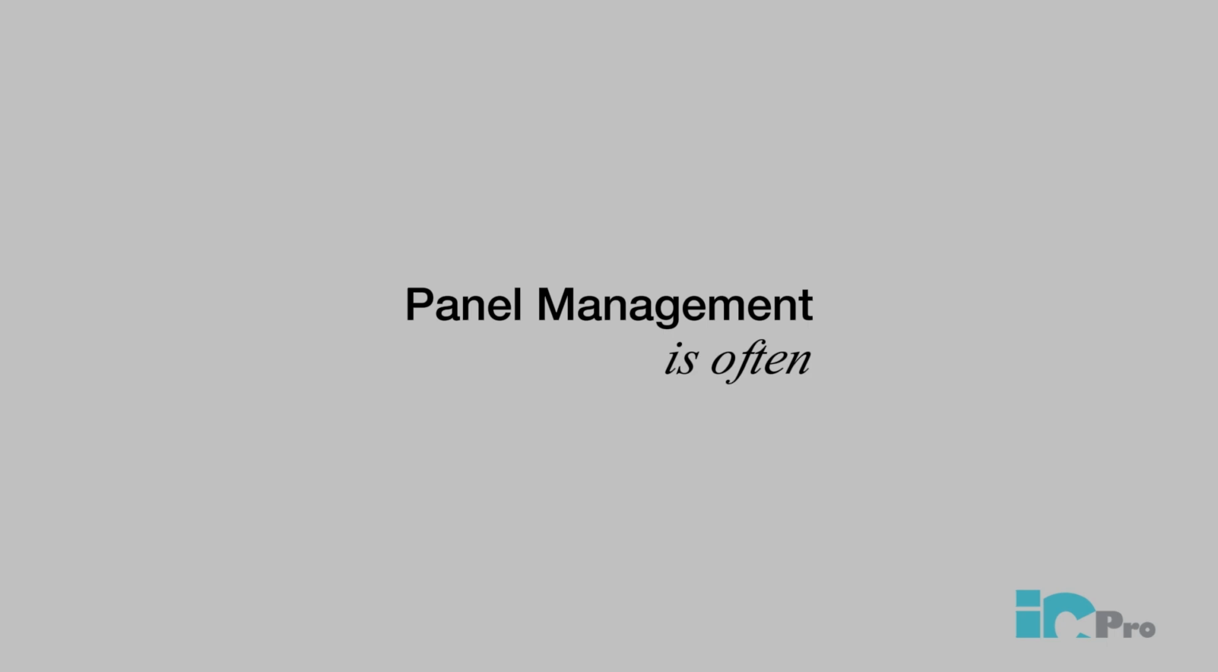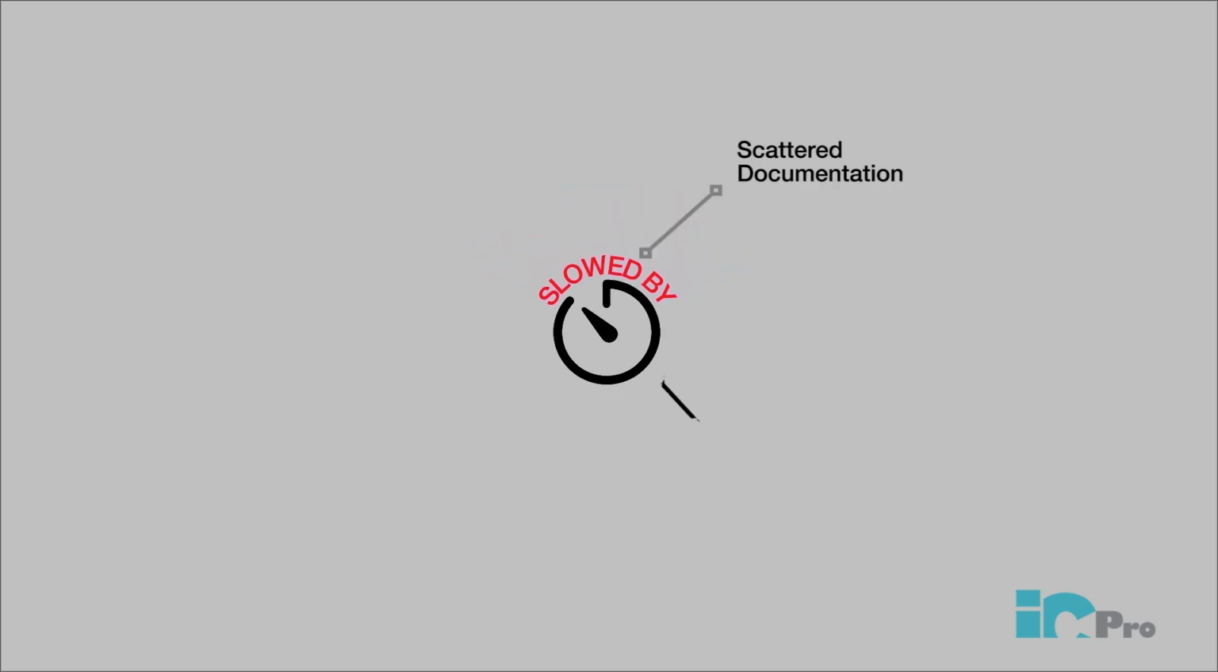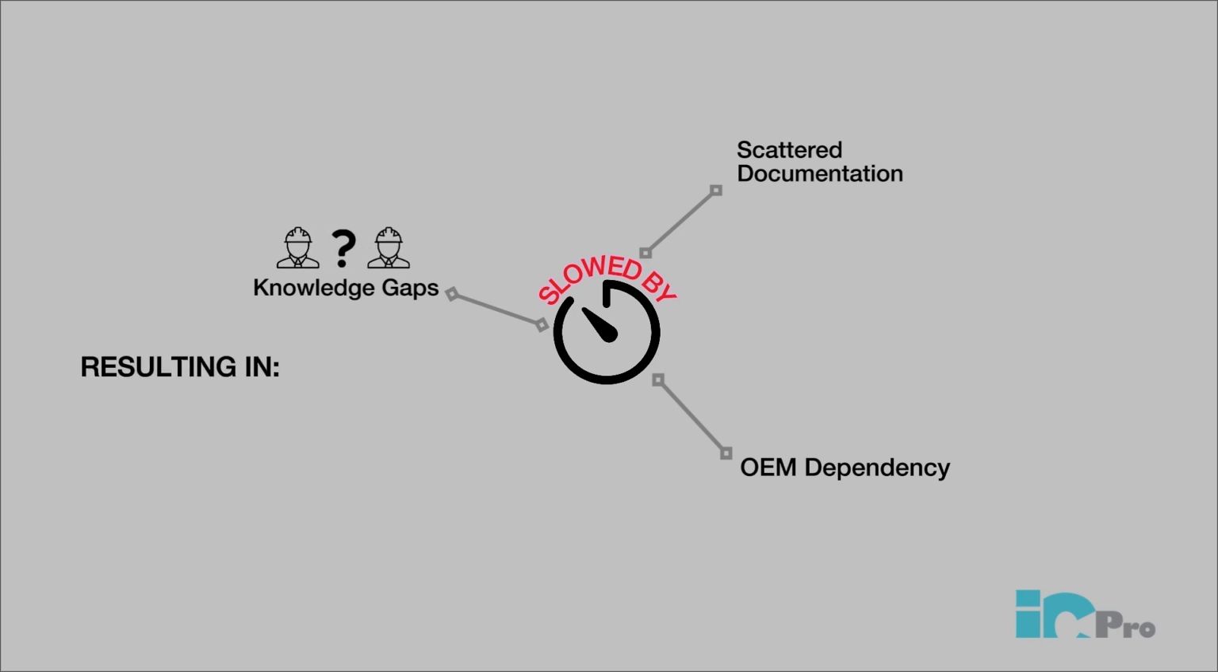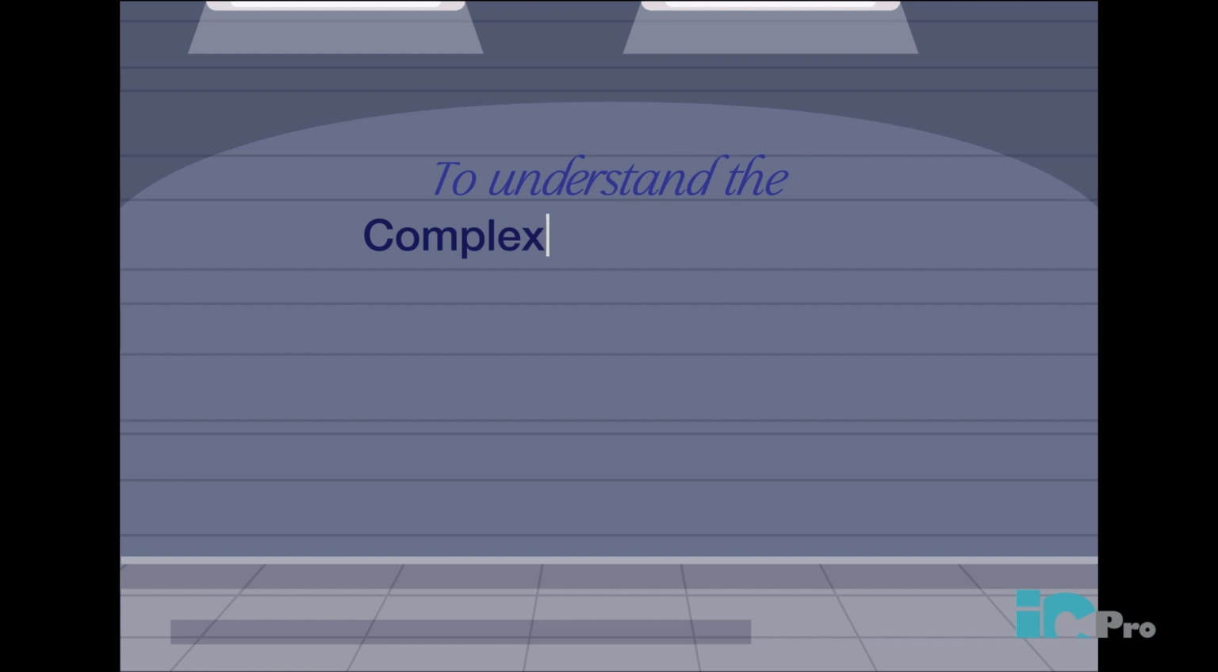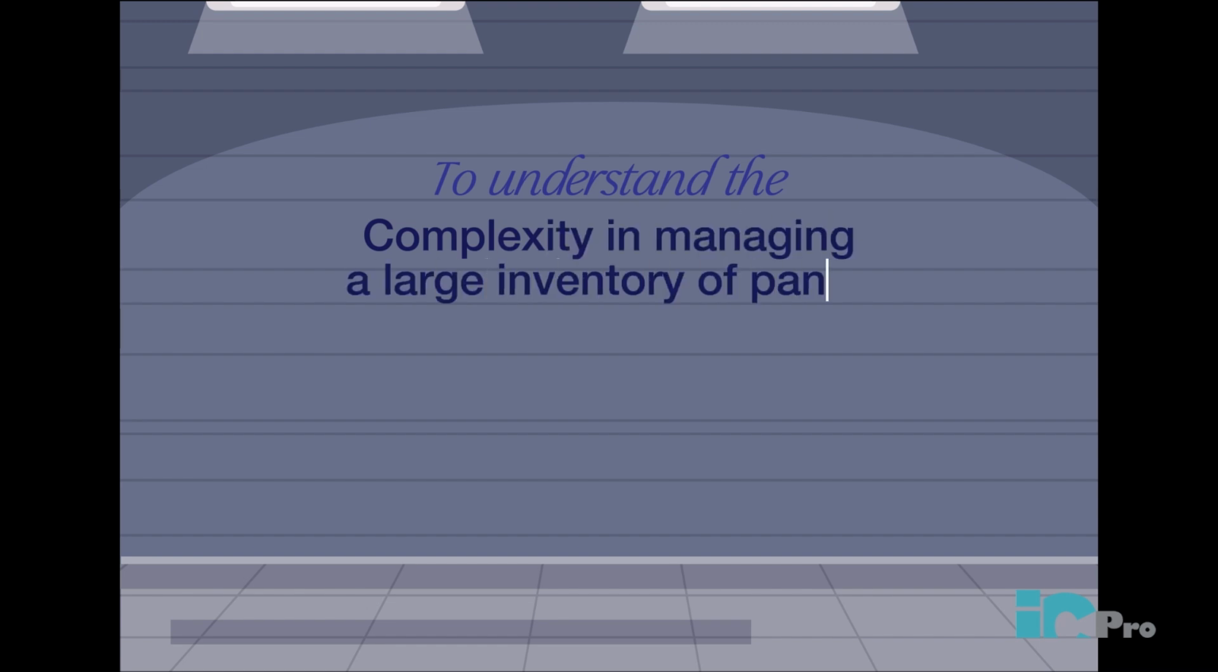Panel management is often slowed by scattered documentation, OEM dependency, and knowledge gaps between engineers, resulting in downtime issues, inefficient document management, safety incidents, and troubleshooting difficulties. To understand the complexity in managing a large inventory of panels, let's look at a case study.